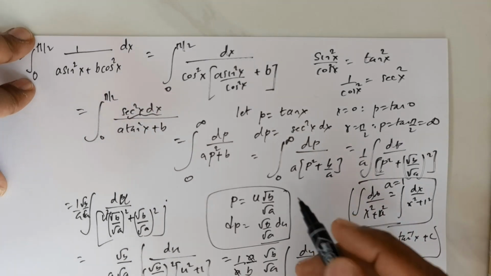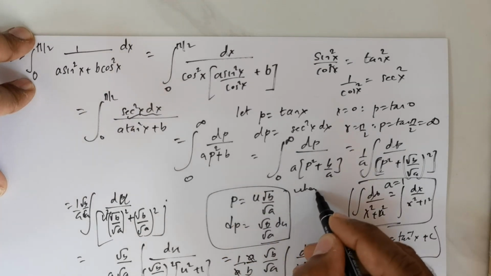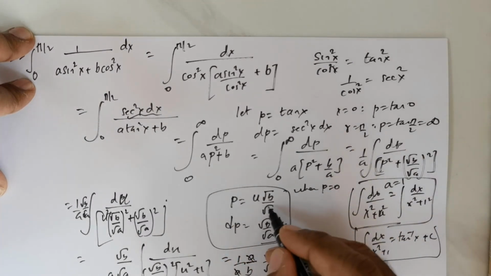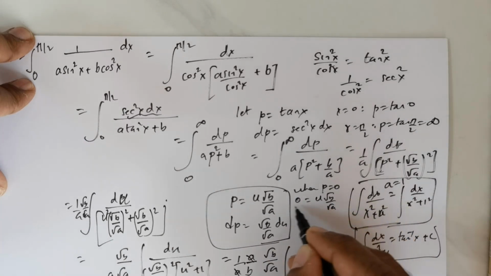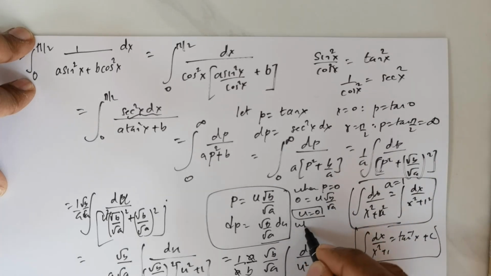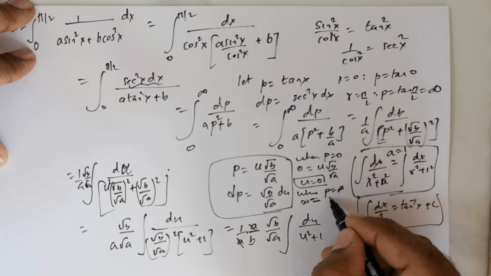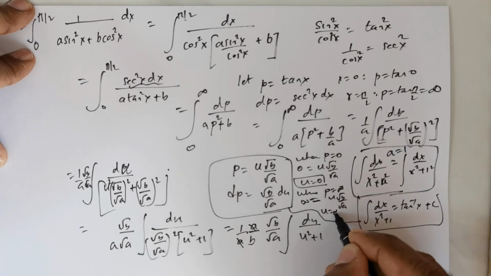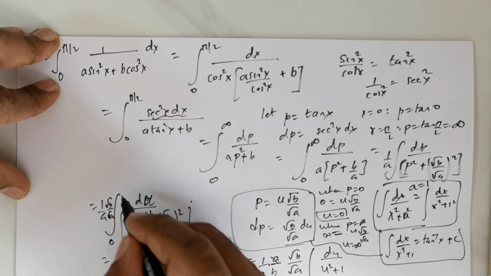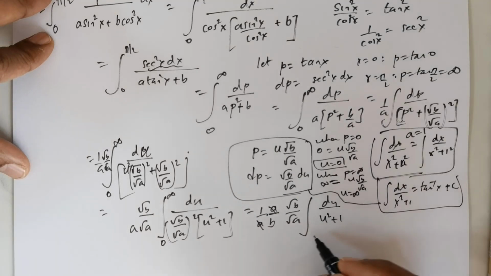Now let me go back to the limits. Now this is a function of p. So we were looking for when p is equal to 0. When p is equal to 0, if you substitute 0 is equal to u times root of b divided by root of a, you cross multiply, eventually you will get u is equal to 0. Fair enough. Now the next step is when p is equal to infinity. So infinity is equal to u times the root of b divided by root of a, and upon simplifying you get u to be infinity. So the limits are not going to be changing. So 0 to infinity, 0 to infinity, and in this case 0 to infinity.